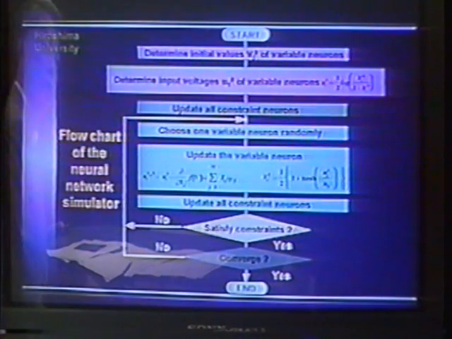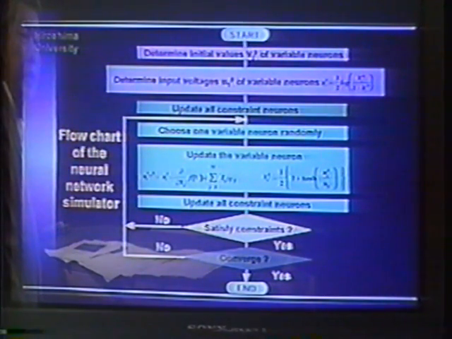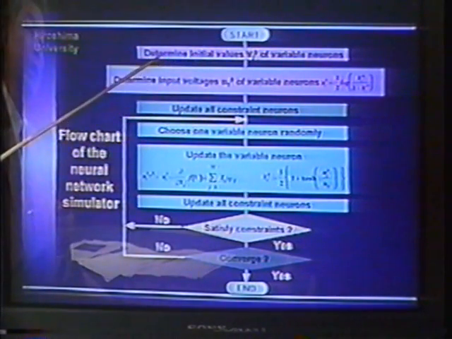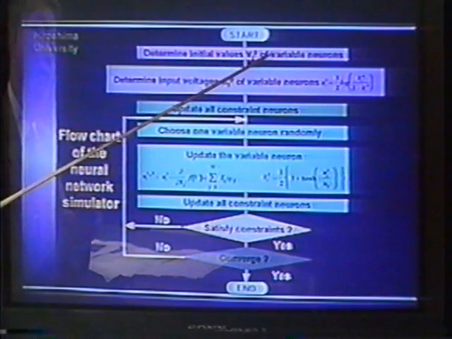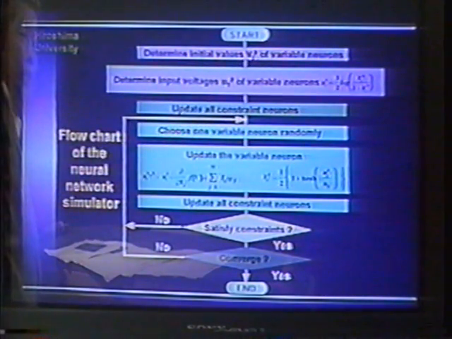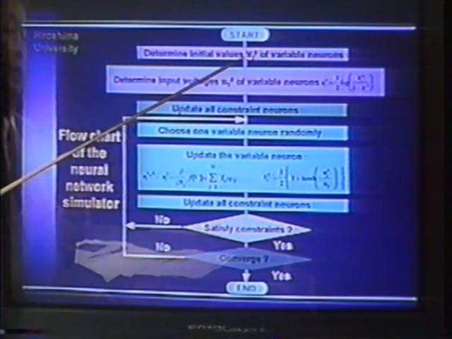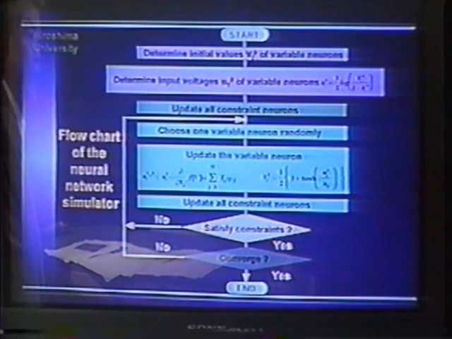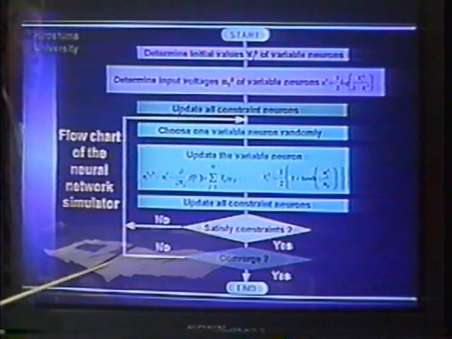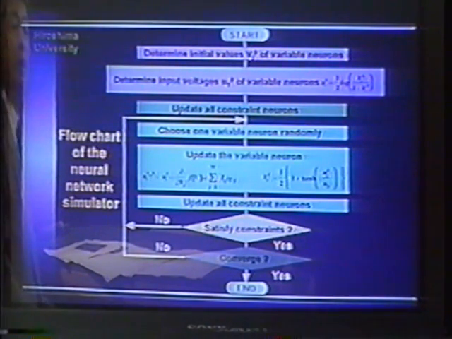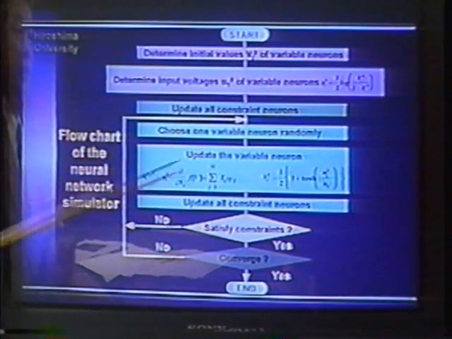So this shows our flowchart of the neural network simulator. At the start, determine the initial values V_I0 of variable neurons. And there are long studies about how to choose V_I0. And it is established that V_I0 should be around 0.5, between 0 and 1. And if we choose all V_I0 as 0.5, the neural network doesn't work. And so we add some very small random values to V_I0.